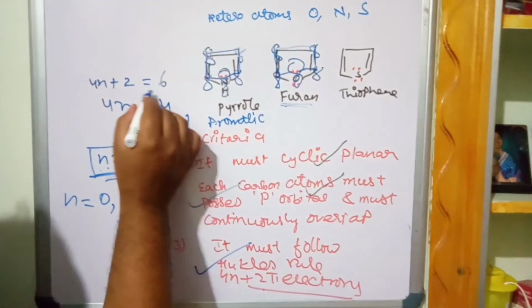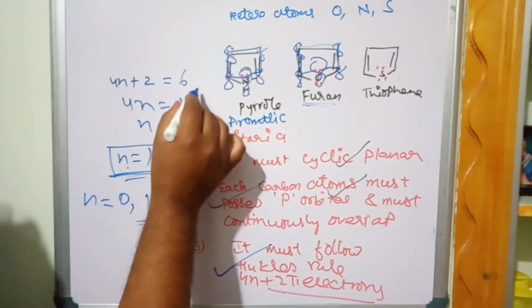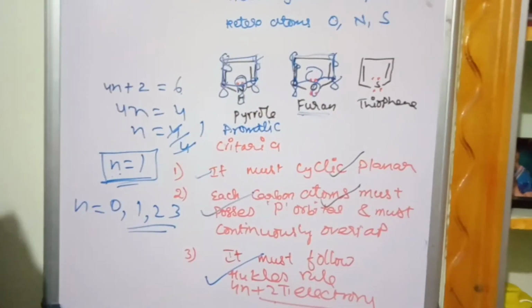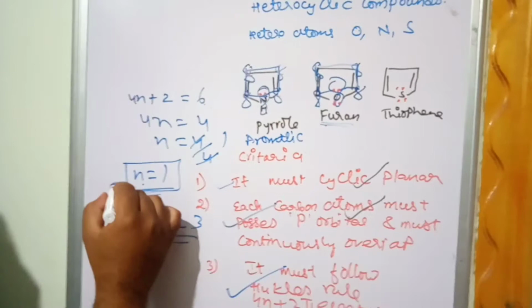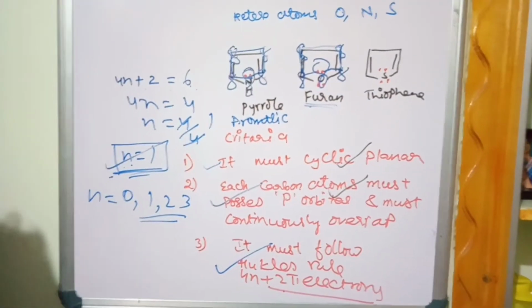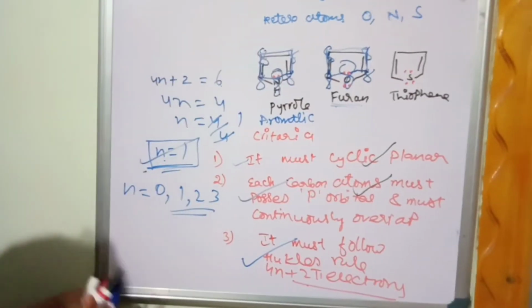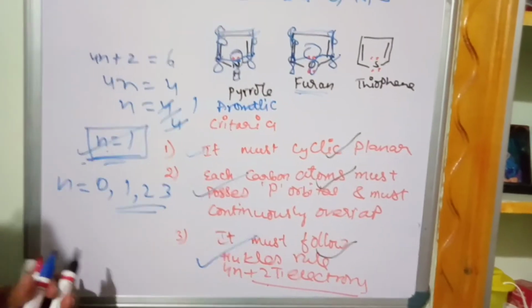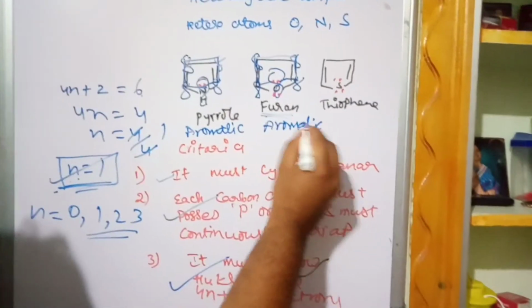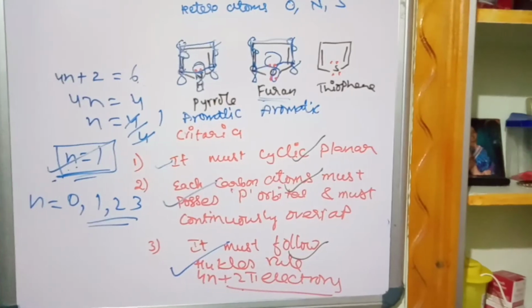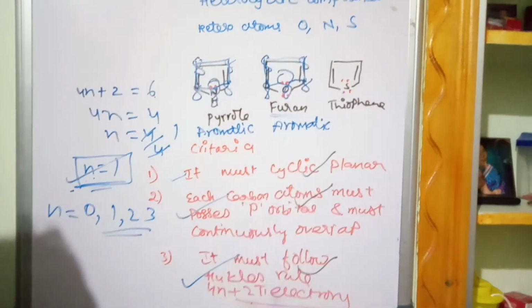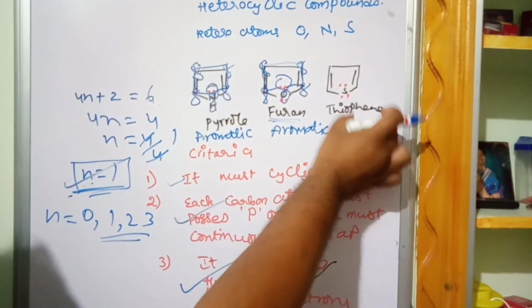So this is also the same: 4n plus 2 is equal to how many electrons? Two double bonds give 4 and one pair of electrons gives 6 electrons. So this also gives n equal to 1, and it follows Huckel's rule, so this criterion also holds good. Therefore finally, we can say it is also aromatic. Now thiophene is the last example. It is a 5-membered ring containing sulfur, a heterocyclic compound. This is also a good example.